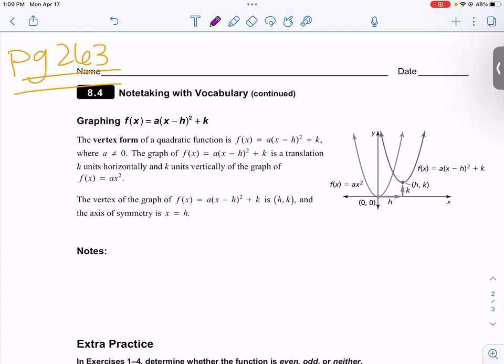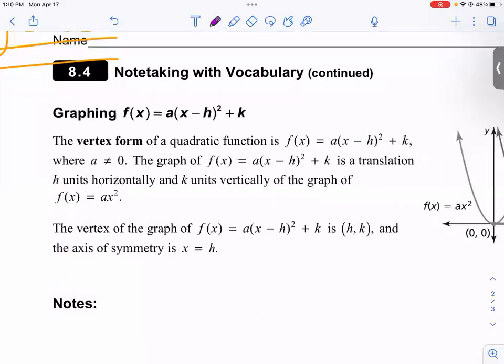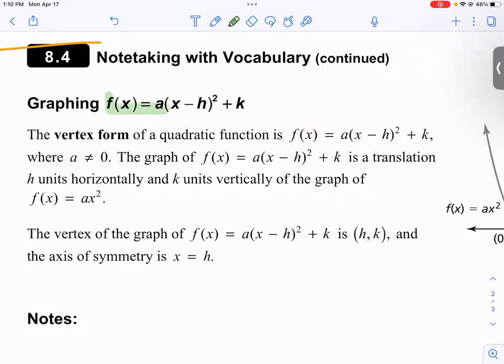Okay. Now, you went through a portion of that Desmos activity so that you could tell me how these numbers affect our equation when we are in vertex form. So we're on page 263. Okay. And we are graphing in what we call vertex form. Okay. So our parent function, we have a vertex at 0, 0.